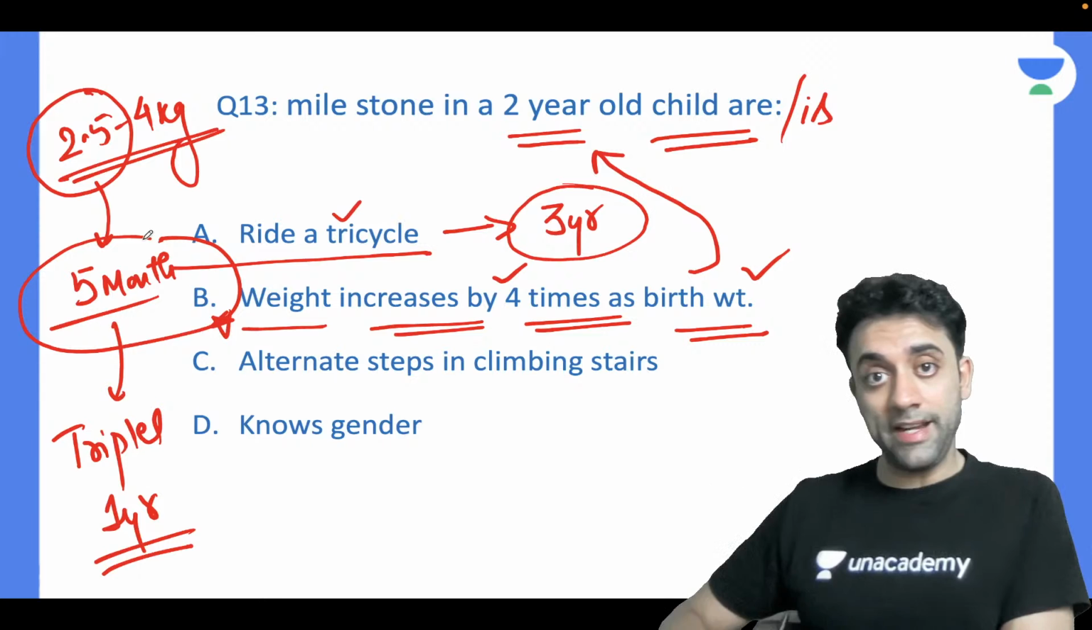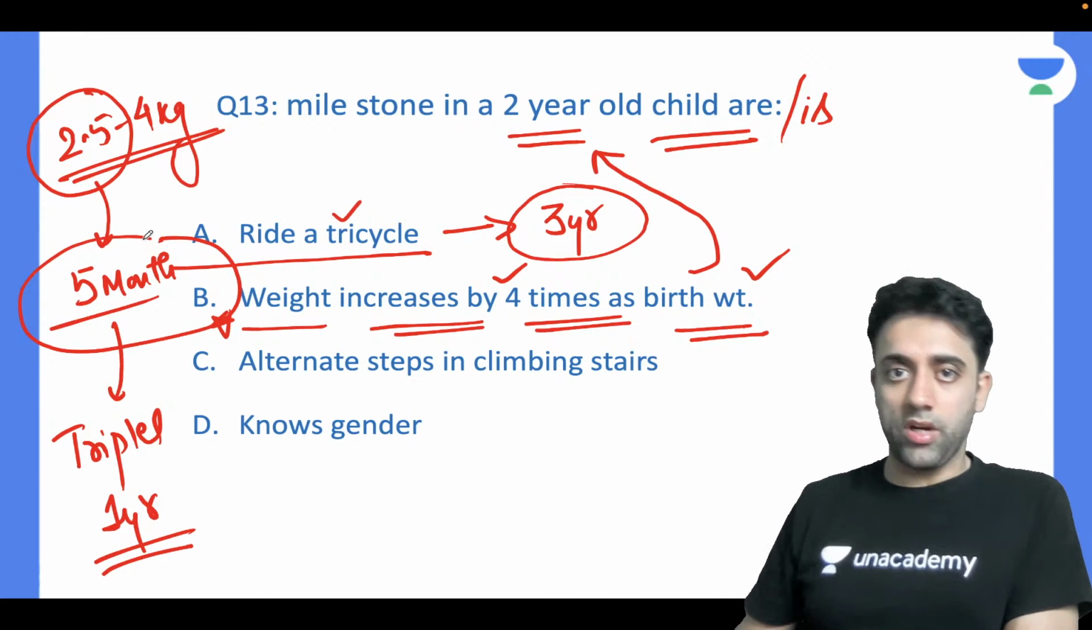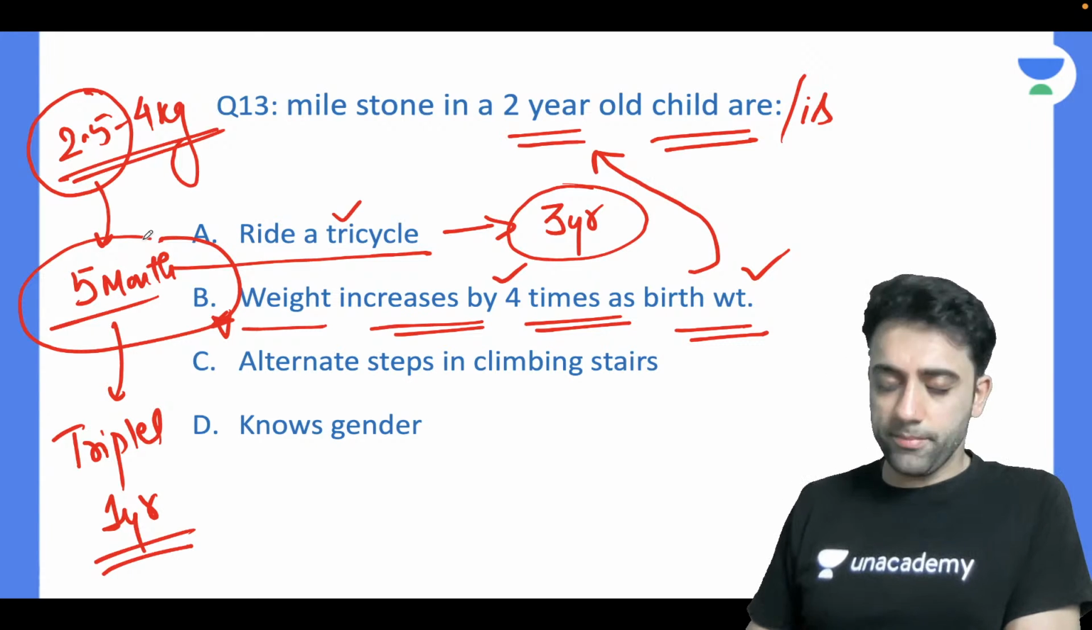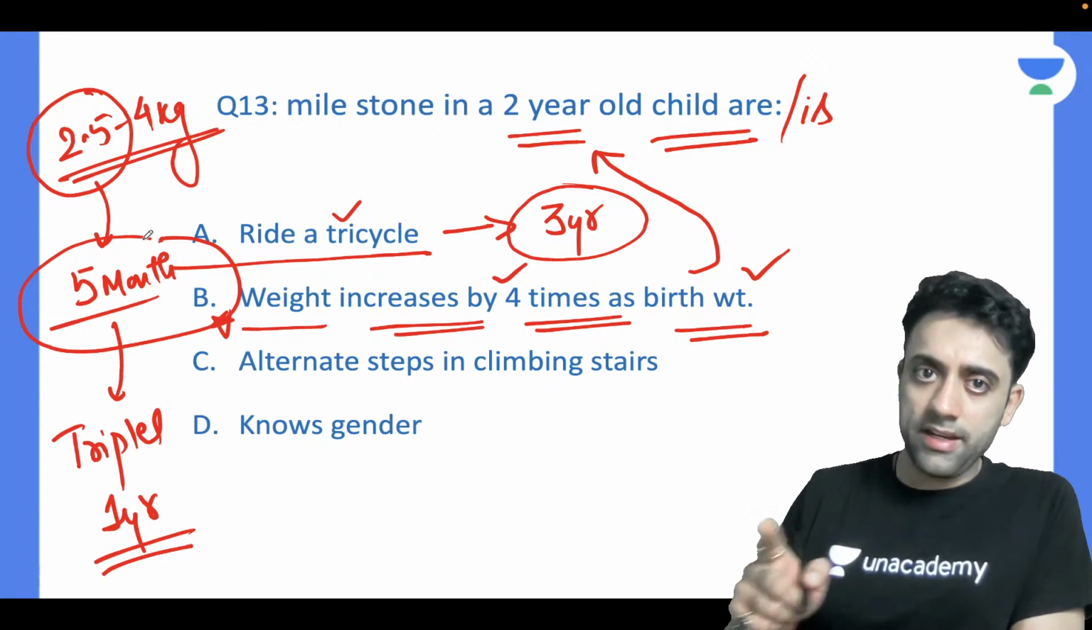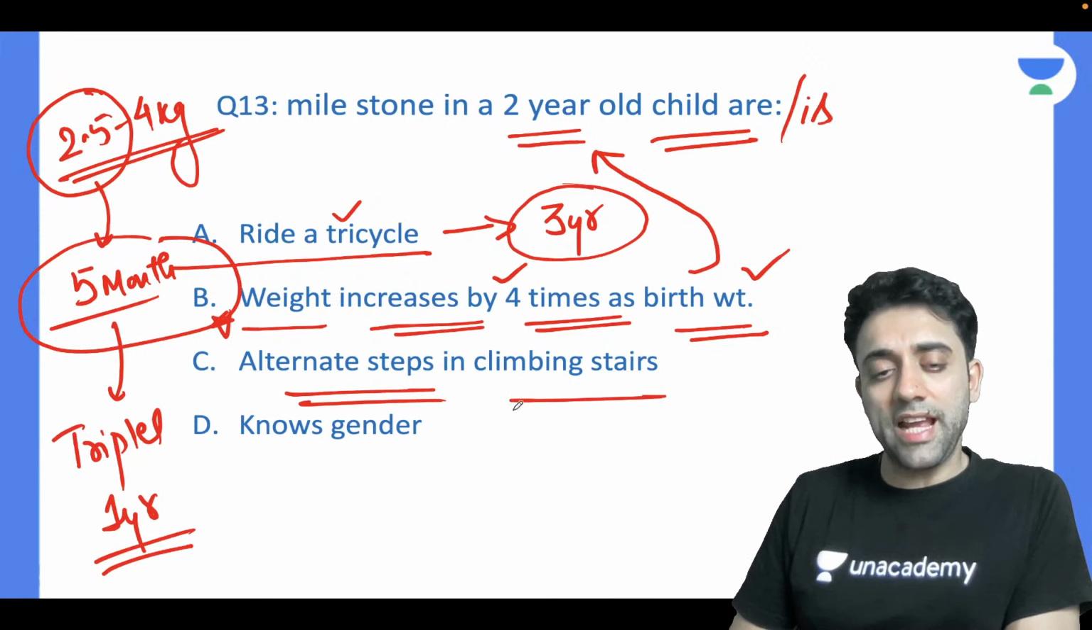2.5 से 5 हो गया. Weight doubles. So weight doubles by 5 months, triples by 1 year, 4 times by 2 years, and 5 times by 3 years. Yes, you're right. Alternate steps in climbing stairs.